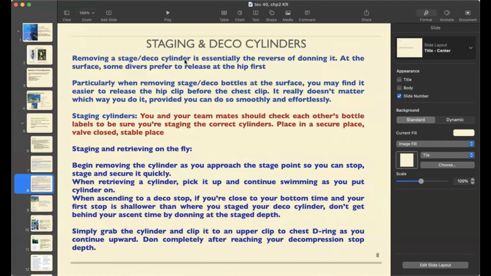And then removing or staging is essentially the reverse of donning. At the surface, some divers prefer to release at the hip first, and then remove the shoulder clip on the top later on.